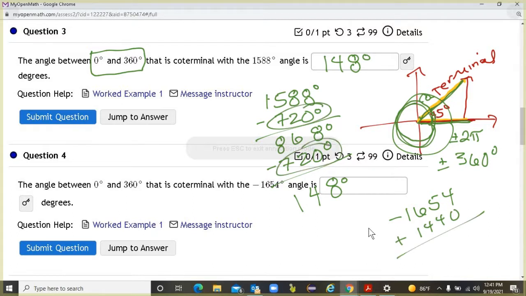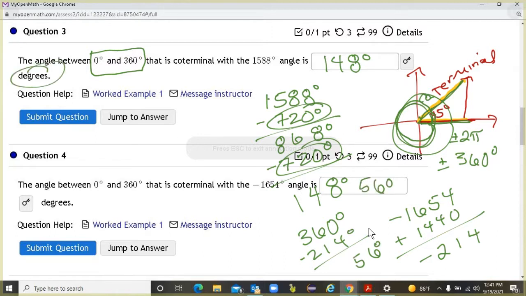All right, so remember, when you're adding integers, if one's negative, then what you're really doing is subtracting and keeping the sign of the bigger number. So we're at negative 214. So we just need to put on one more 360. And that puts me at 56 degrees. So that would be 56 degrees.